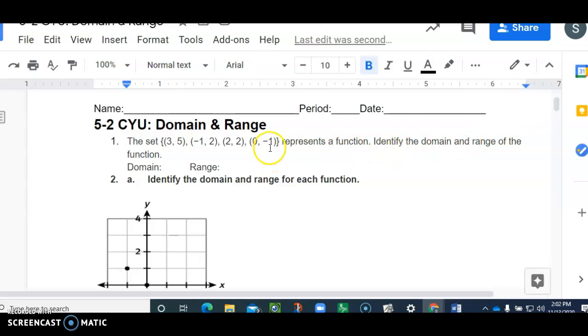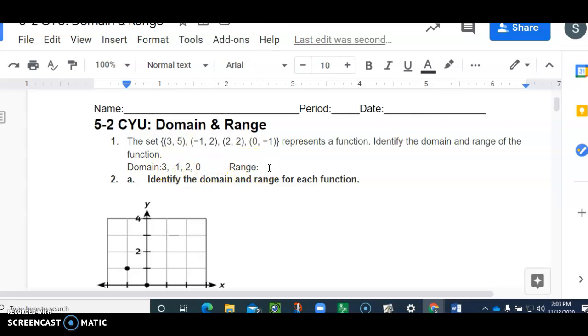The domain and range. Pretty much, when they ask you to write the domain and the range from this set of data, this is a set of data. We call that a set of ordered pairs. So pretty much the domains are the values of the x. For example, number 1, they said the domain. So for the domain, all you need to do is just list the x: 3, -1, 2, and 0. I'm done. Those are the domain.